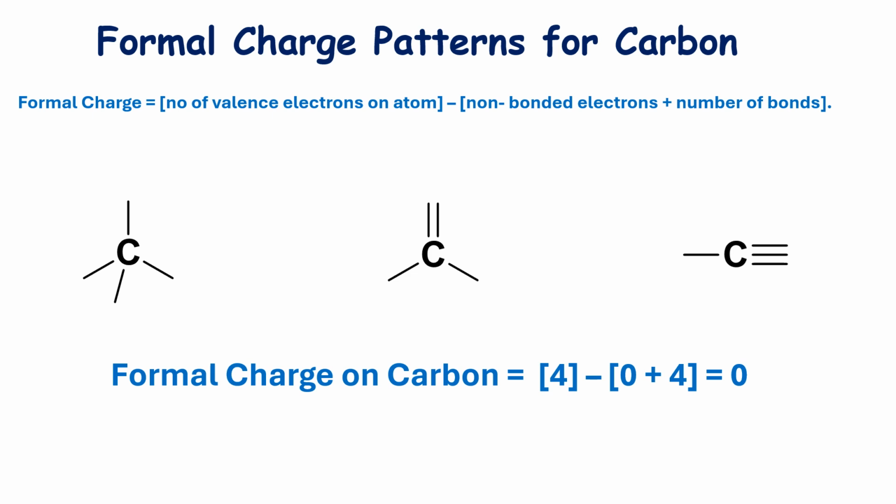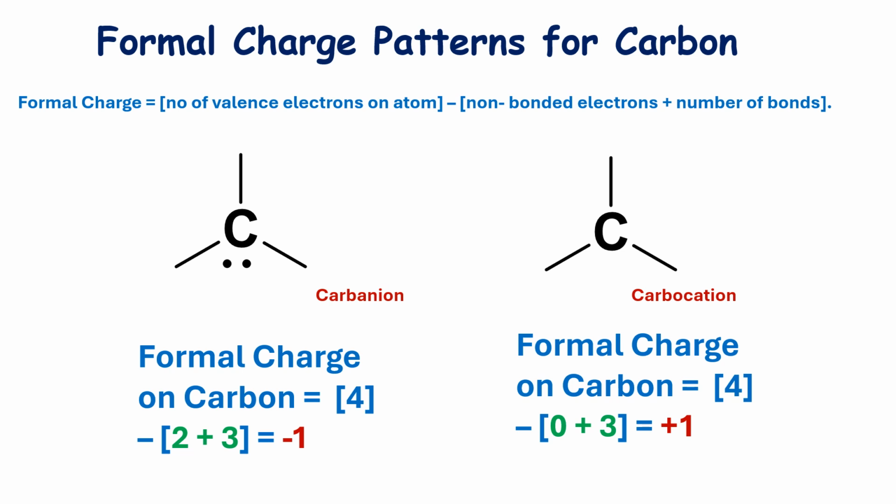Carbon usually forms 4 bonds in its stable state, which can be 4 single bonds, 1 double and 2 single bonds, or 1 triple and 1 single bond. In all these cases, we can calculate the formal charge by putting the values in the formula. For carbon, the number of valence electrons is 4, number of non-bonded electrons is 0, the number of bonds is 4, and the formal charge on the carbon is 0.